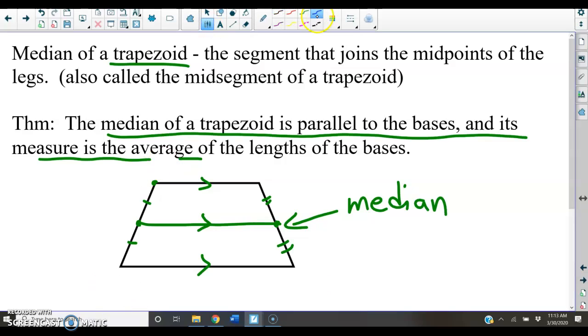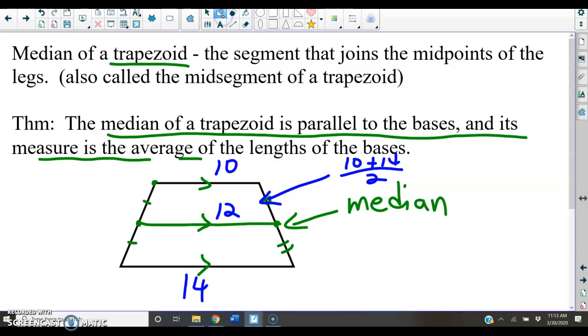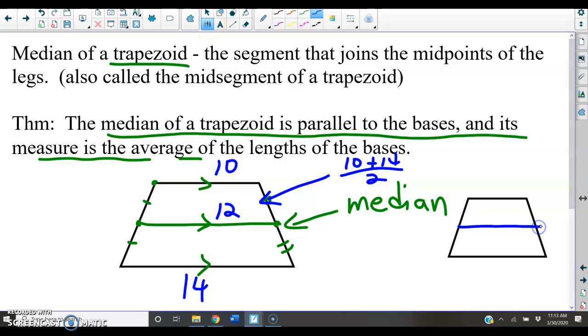So if this one is 10 and this one is 14, the average of 10 and 14 would be 12. And what's nice about that, okay? If you know the median and one of the bases, say you know this is 20 and this is 23, well, you added 3, you add 3 more, you get the other base. Or if you went the other way, you could subtract. It's really nice that the average is the same distance from both bases.